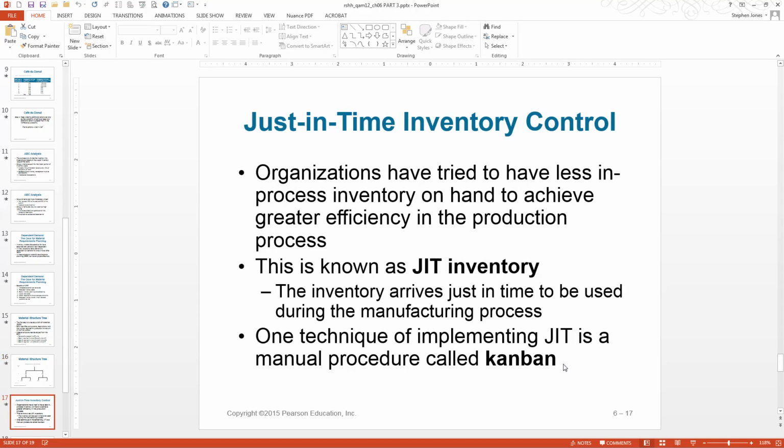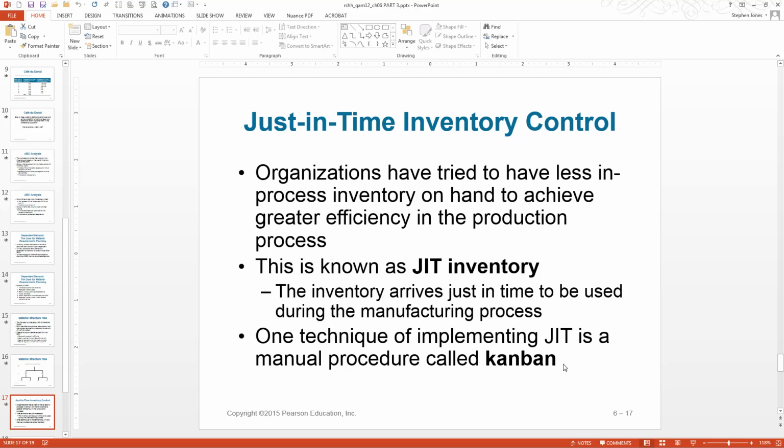Then you get to just-in-time inventory control. This is where you actually do have instantaneous inventories that's coming in, as the EOQ is based on. Just-in-time inventory control, as I'm sure that you've seen before, is the idea that I don't want to have any excess inventory of anything on hand. I'm going to reduce that as much as possible.